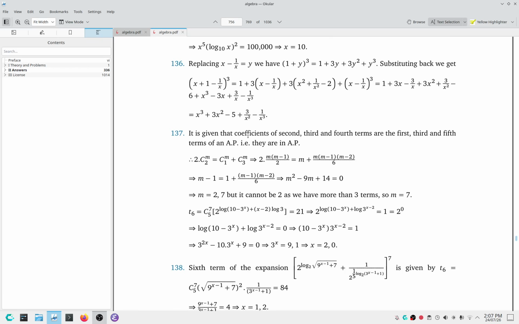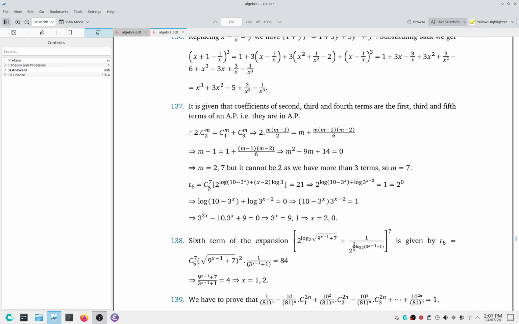So we write down the coefficients. So we have 2 mC2 equals mC1 plus mC3. We solve this, we get m squared minus 9m plus 14 is equal to 0. That is m is equal to 2 and 7. But it cannot be 2 as we have more than 3 terms.